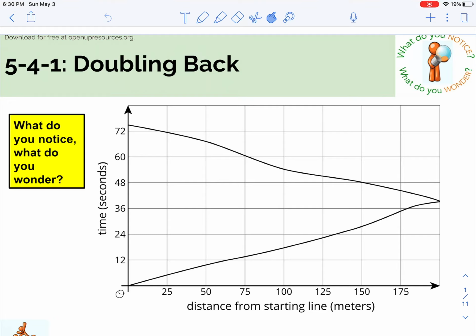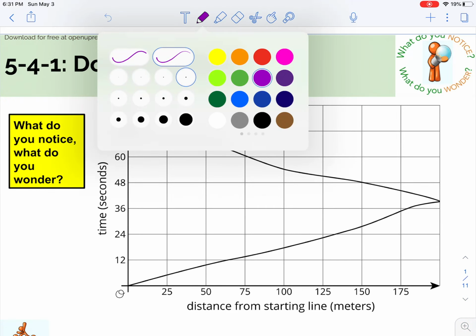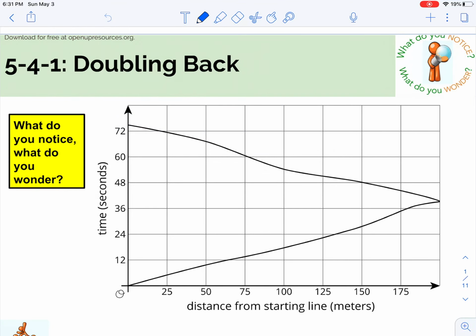Okay, so the warm-up says, what do you notice and what do you wonder about this graph? So you could pause the video here and write down what you think before you hear me explain what I think. That'd be fine. And if you end up just deciding to write your own thing, that's cool too.